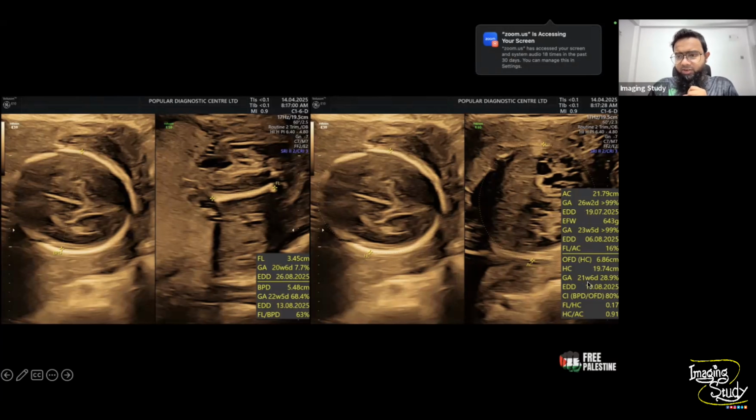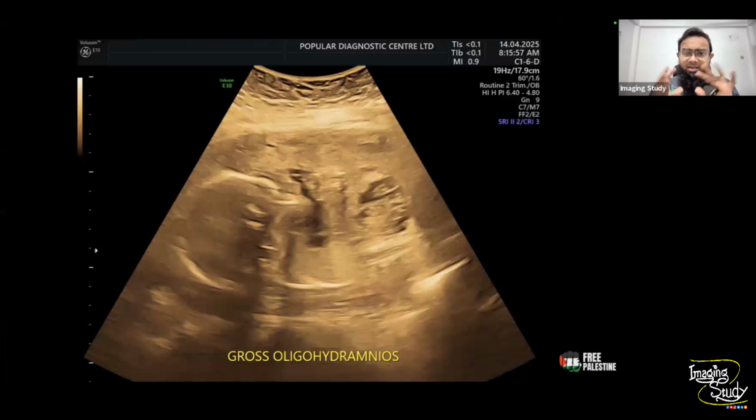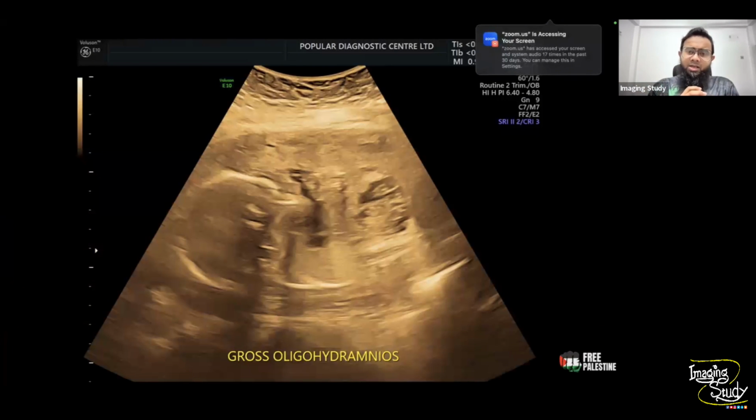And the head circumference says around 22. So it's 21 to 22 for all, but the abdominal circumference says that the abdomen is quite enlarged. So let's look at the overall fetal view. You can see there is no amniotic fluid. The fetus is situated within a gross oligohydramnios state. So no amniotic fluid.